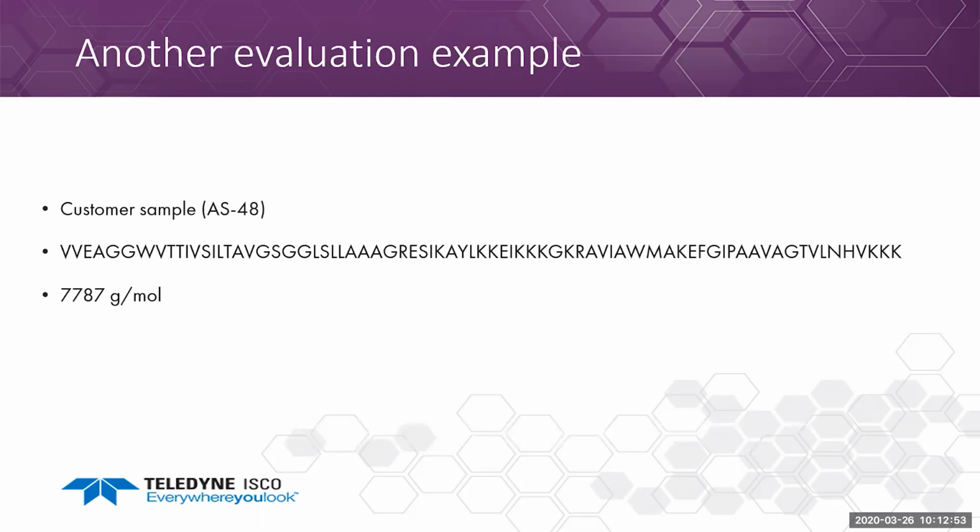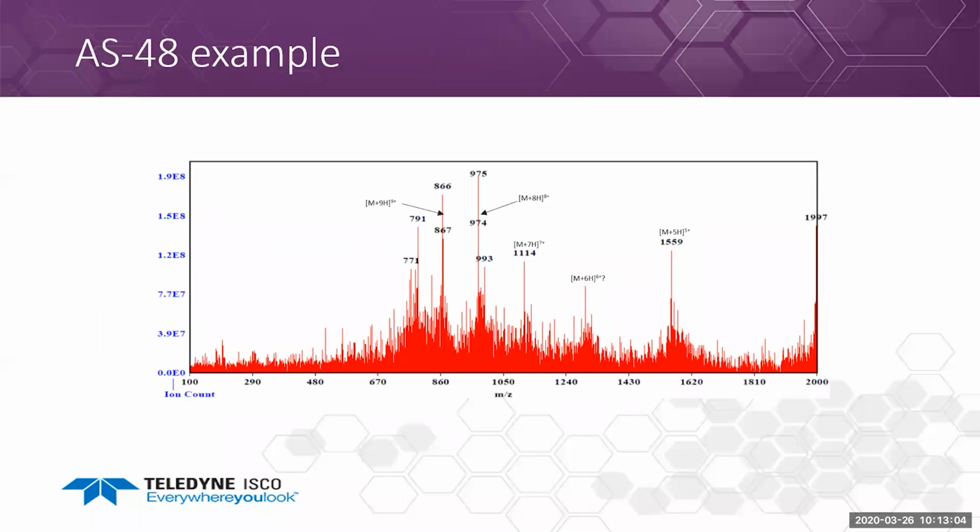Another example is this AS48, which you can copy down. It's 7,787 grams per mole. And it shows up over here on our mass spectrometer. Again, 2,000 Dalton limit, but we can see the M plus 5, M plus 7, M plus 8, and even an M plus 9H over here. So the multiply charged species allow the mass-to-charge ratio to fold into the range of the instrument.